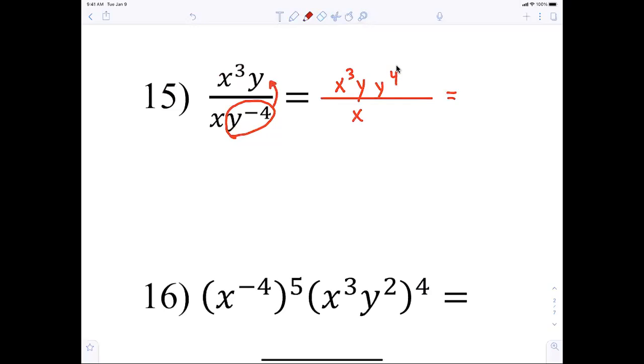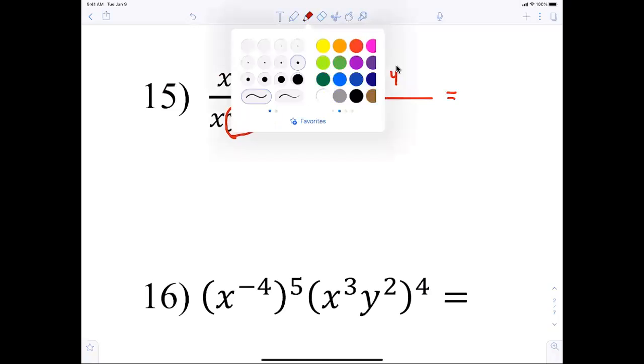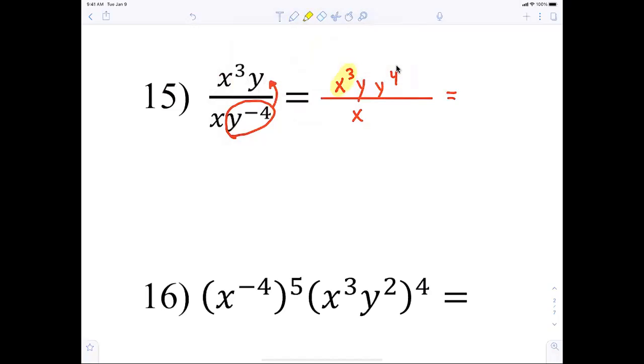Now, let's do it this way. You're right. Let's do the x's first. How many x's on top? 3. And how many on the bottom? So that leaves me x to the second. x to the 2nd on the top.